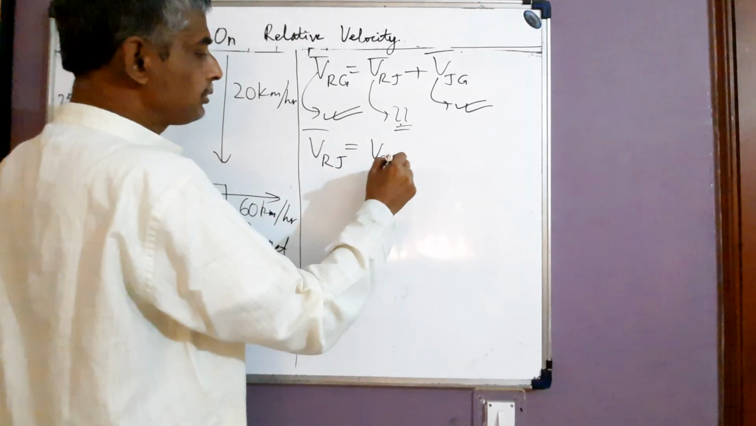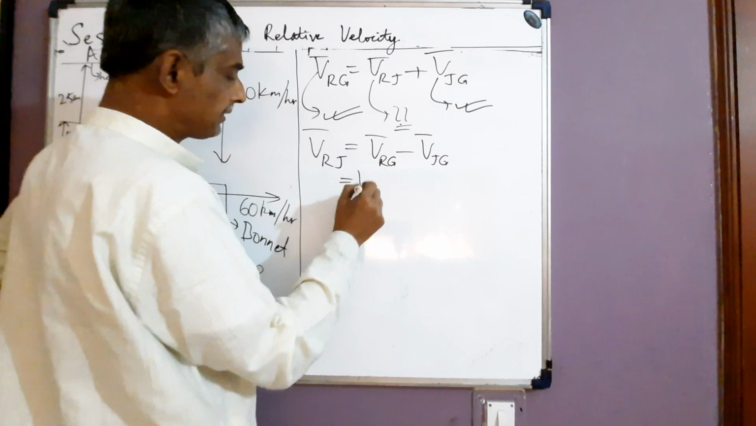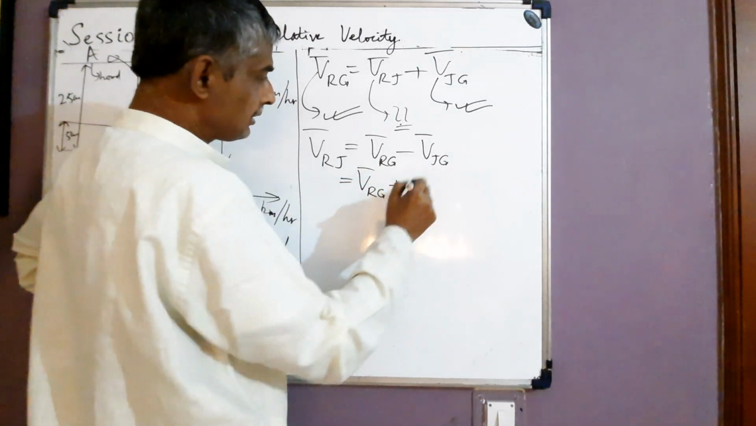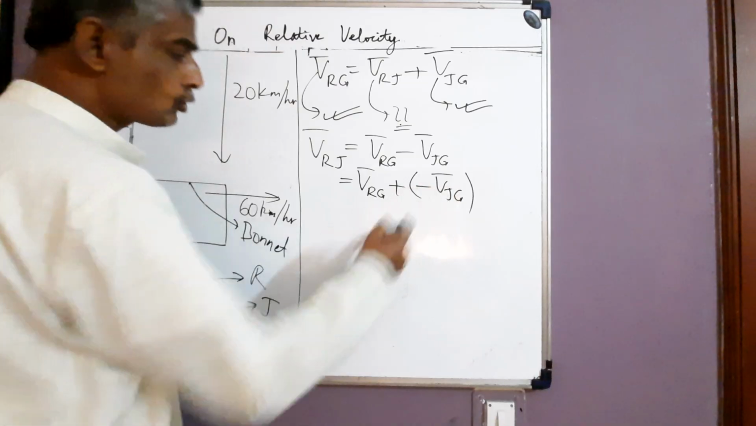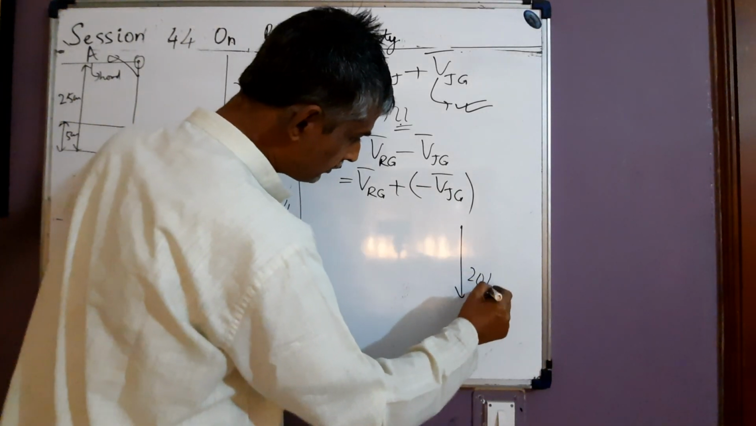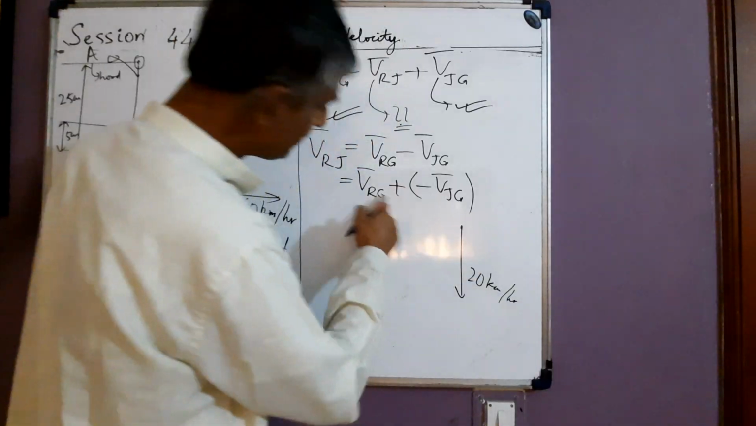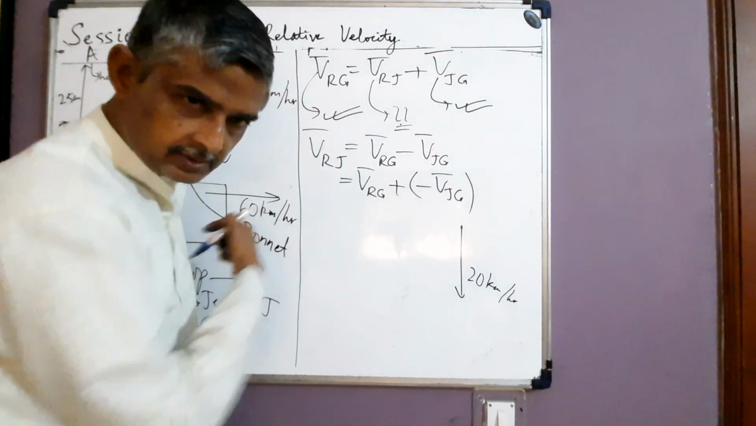VRJ is equal to VRG minus VJG. That is the same as VRG plus the negative of VJG, so we have to add these two vectors. VRG is downward 20 km per hour. VJG is 60 rightward. Minus VJG will be 60 leftward.